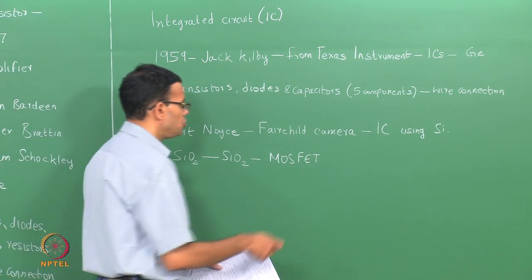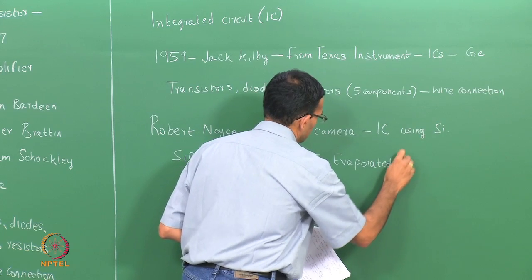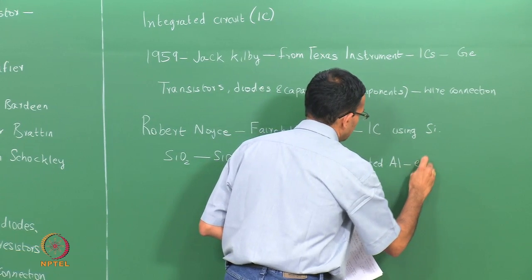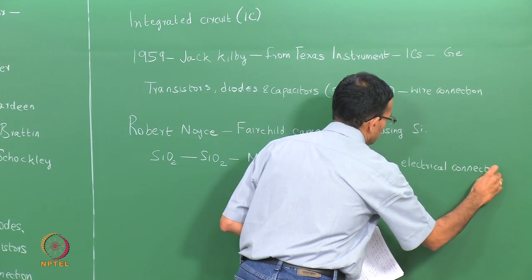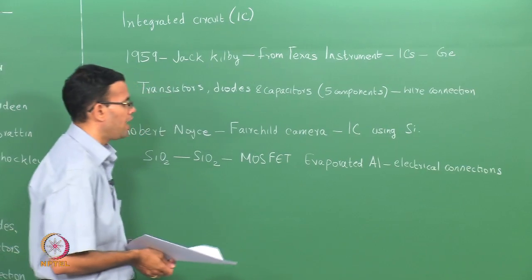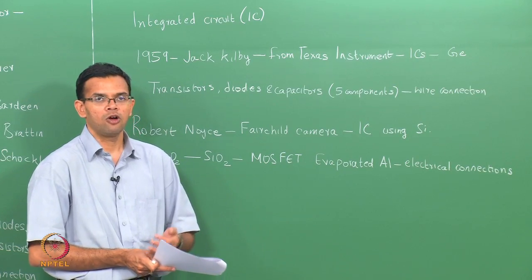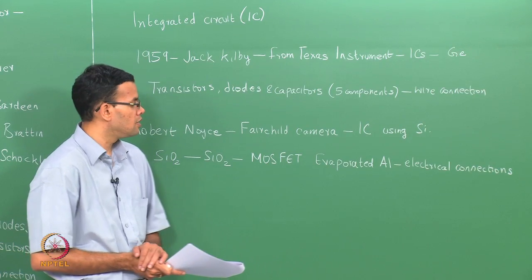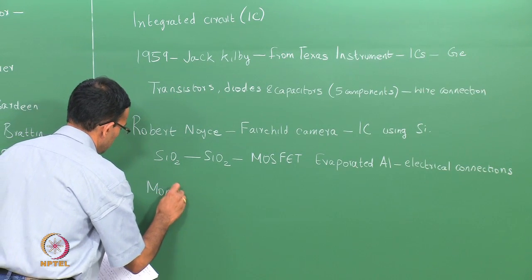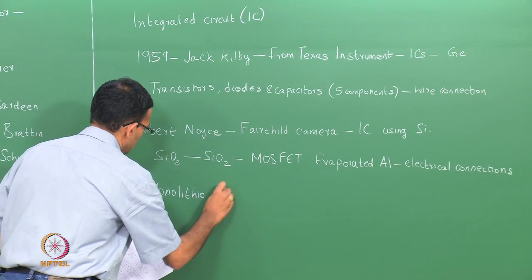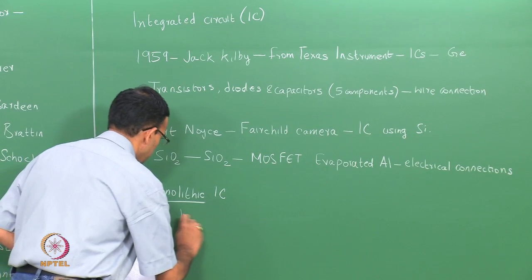Robert Noyce also used evaporated aluminum for forming the electrical connections, as opposed to using a wire connection, so that your circuit can be thought of as truly integrated. All the components are made out of a single wafer. This kind of an integrated circuit is called a monolithic IC. The term monolithic is because they are all made from the same wafer.